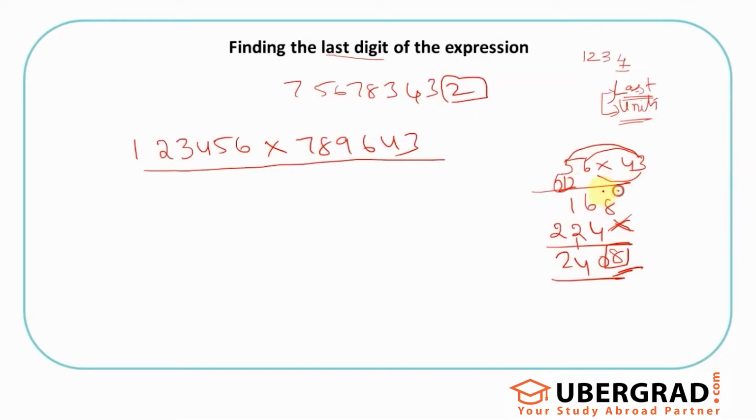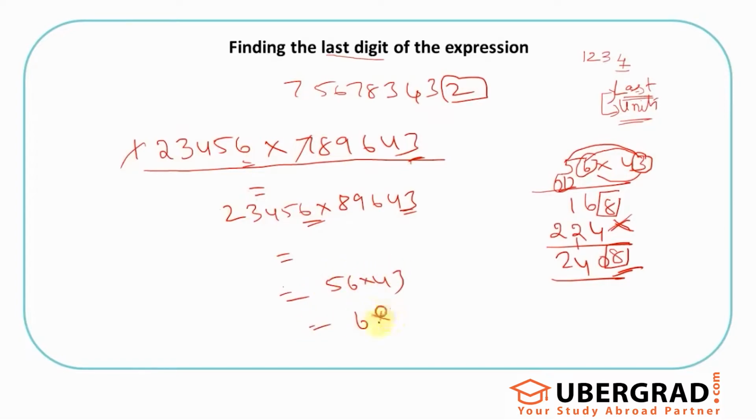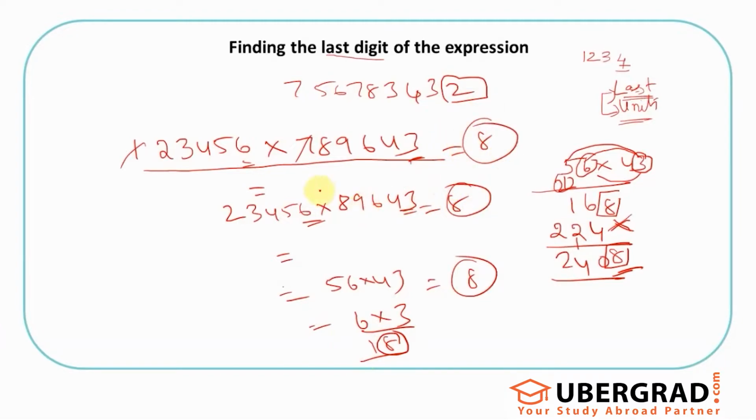So fundamentally, when the question asks you to find the last digit, all I need to do is look at the last digits of the expression and simply do it. So this question is fundamentally the same as asking 23456 into 89643. The last digits are 6 and 3; I've just removed the 7 and 1. Finding the last digit of 56 into 43 is the same as 6 into 3, that's 18, so the last digit is 8. So this will also have the last digit as 8.